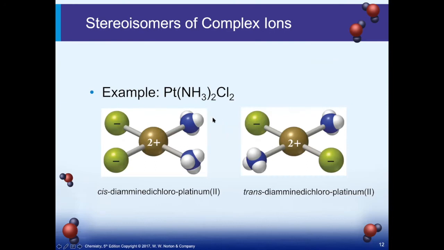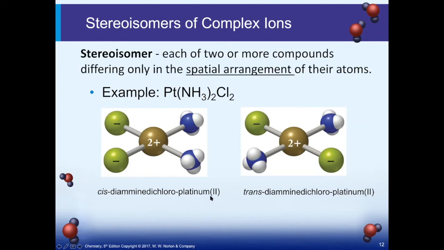Okay, so now another topic that we want you to know about these complex ions is a little bit about what we call stereoisomers. And so let's say that we have this platinum complex ion where we have 2 ammonia ligands and 2 chloride ligands. So there's a couple ways that we can arrange that. We can arrange it in what we call the cis geometry, or the cis stereoisomer, or the trans stereoisomer. Okay, and what is a stereoisomer? Well, it's 2 or more compounds differing only in the spatial arrangement of their atoms or ligands. You can think of it as the way the ligands are arranged as well.